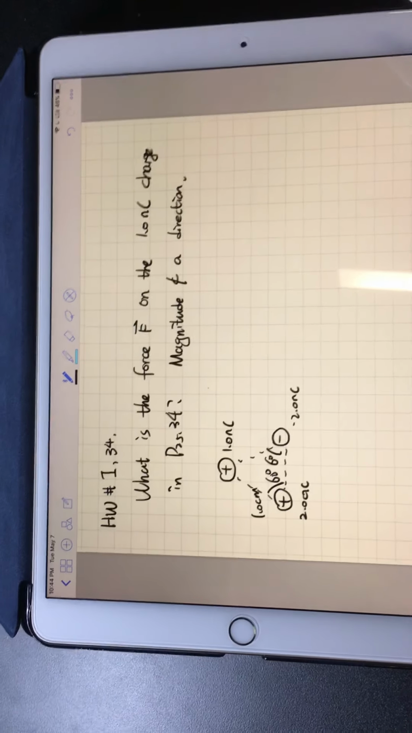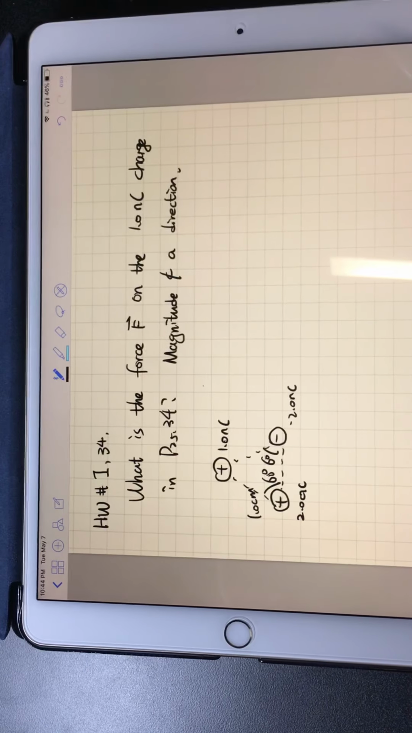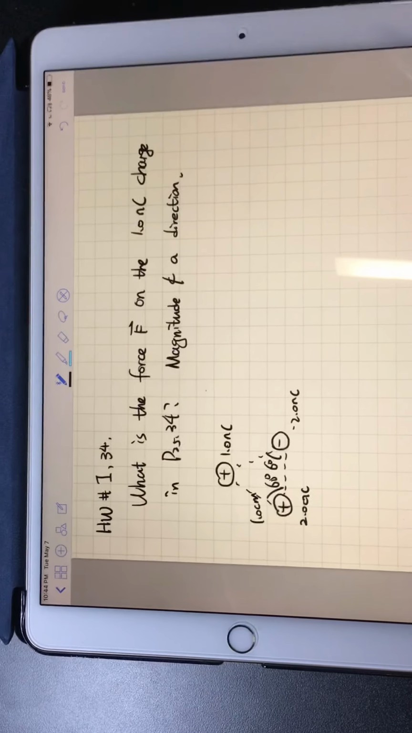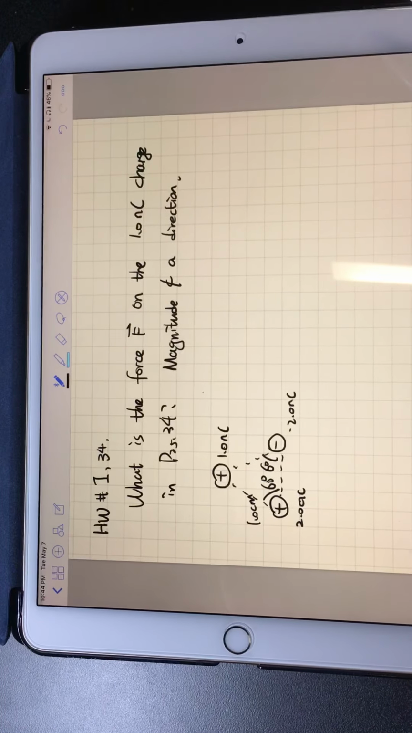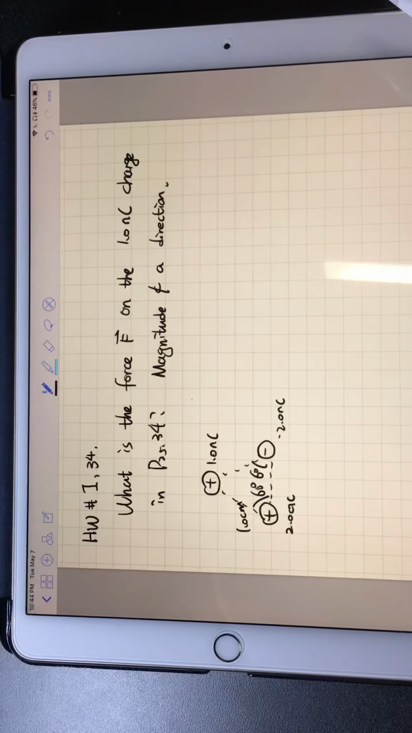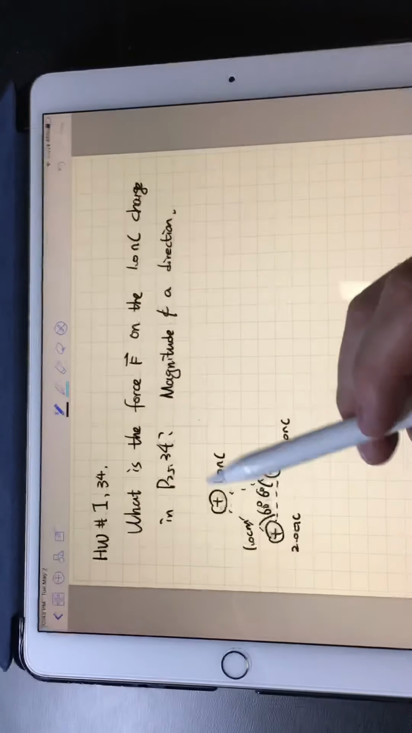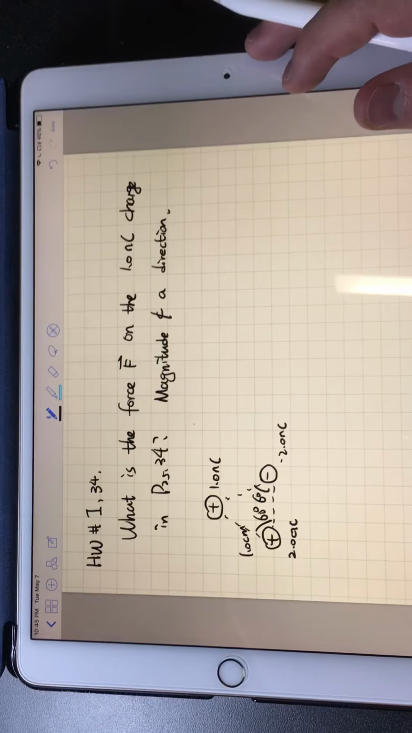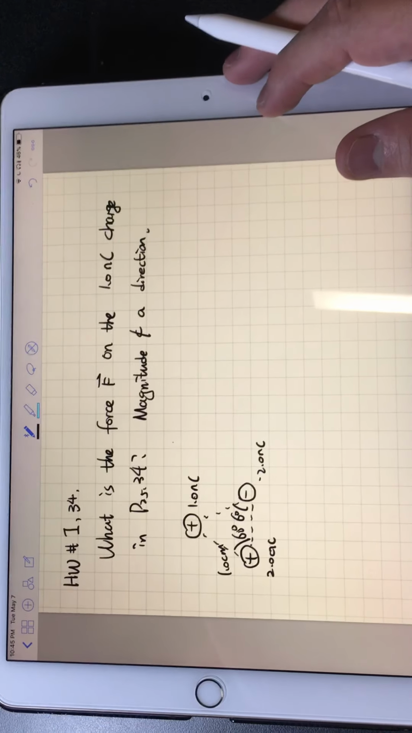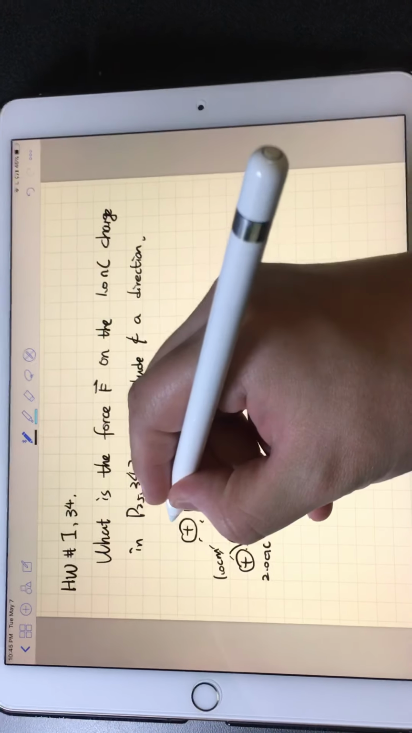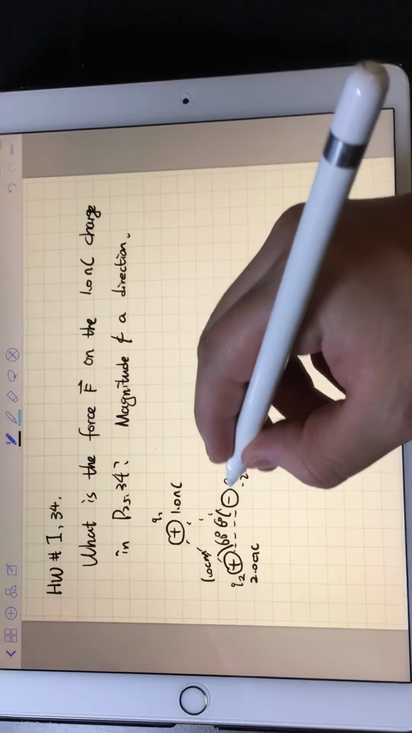What's up, guys? Today we're gonna do homework number 134, which is: find the force on a 1.0 microcoulomb charge in this diagram. We are looking for the magnitude and the direction. Here's the diagram. I'm going to assign this as Q1, this is Q2, and this is Q3.